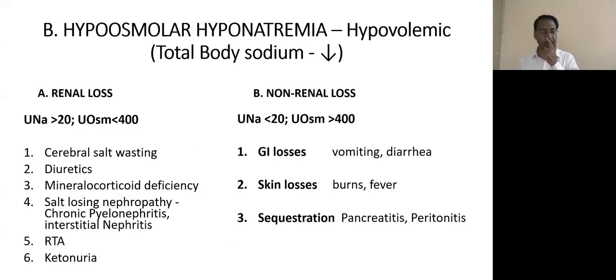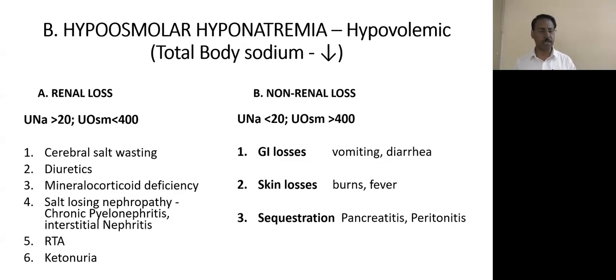Now we're coming to the hypovolemic, hypoosmolar hyponatremia, where the total body sodium is low. Again, we are trying to see hypovolemia. Is it because of renal loss or non-renal loss? We are using the same criteria, urine sodium and urine osmolarity. And over here, we find cerebral salt wasting comes. As I mentioned, this is a hypovolemic state.